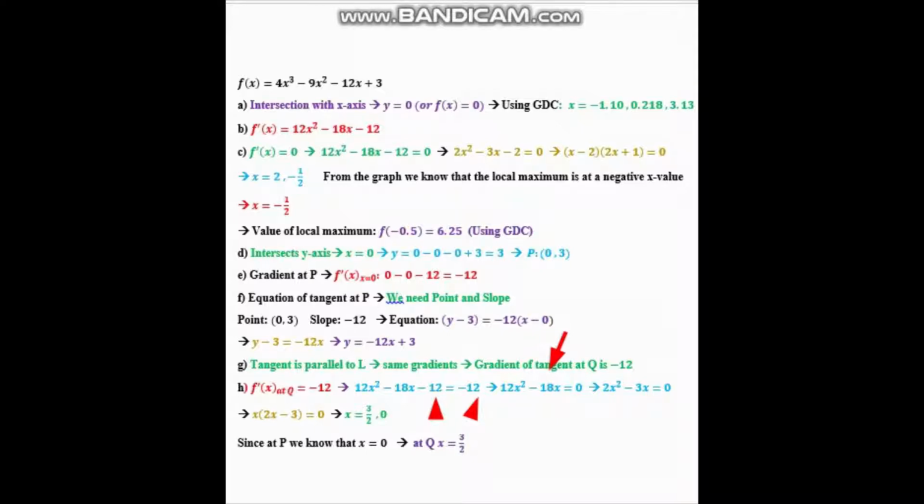Next, I've divided both terms by 6, obtaining this equation, and then I factorized, and I found that x is either 3 over 2 or 0. So there are two values of x for which the gradient is negative 12, either 3 over 2 or 0. And we know that the gradient is negative 12 when x is 0 at P. So obviously the gradient shall be negative 12 when x is 3 over 2 at Q. Hence the value of x at Q is 3 over 2.